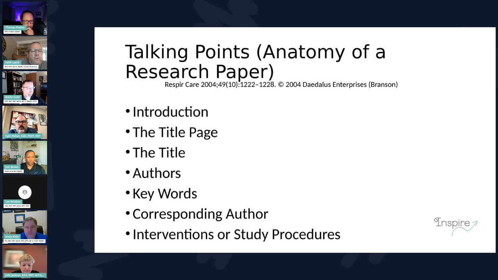Usually there's one author chosen as the corresponding author, and sometimes that's a junior person, just so that if somebody's going to reach out and talk to somebody, it's that junior person who gets the experience and the interface. And then depending upon what kind of paper it is, and again, we'll talk about the different kinds of research approaches, there may be interventions or study procedures.